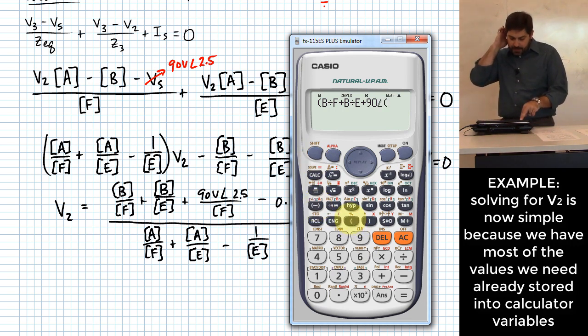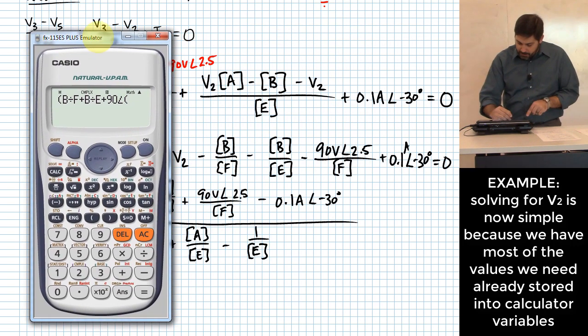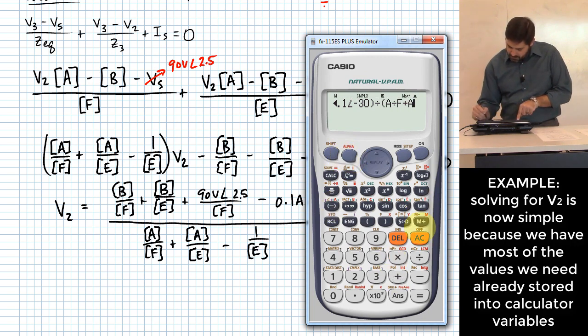here, make sure that you don't forget that we need to deal with the fact that 2.5 is in radians and my calculator is in degree mode. So I want to do this as 2.5 times 180 over pi. Okay, that divided by F. Then I'm going to have minus 0.1 at an angle of negative 30. All right, so that's all of my numerator. Now I'm going to divide by my denominator. My denominator is going to have A over F plus A over E minus 1 over E.